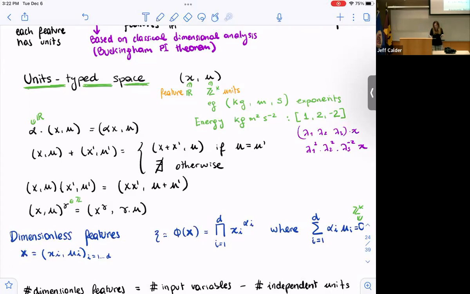And so in order to find the dimensionless features, you ask, how do you multiply your features so that the units cancel out? So you write your features as a product of your features with these coefficients, so that the linear combination of the units with these coefficients is equal to 0. So it's basically solving a linear system over the integers. That's it. Yeah.